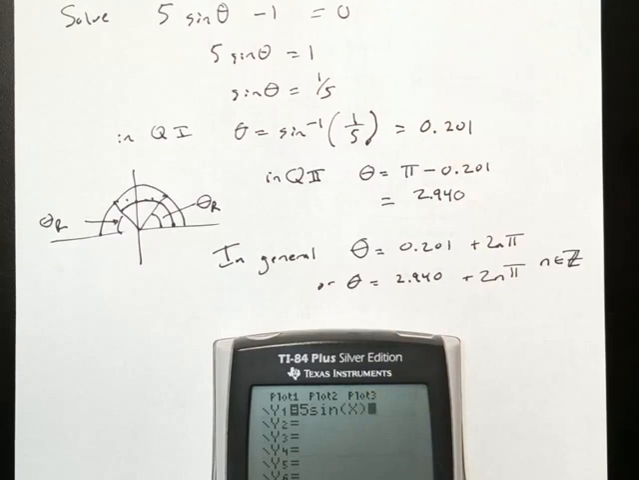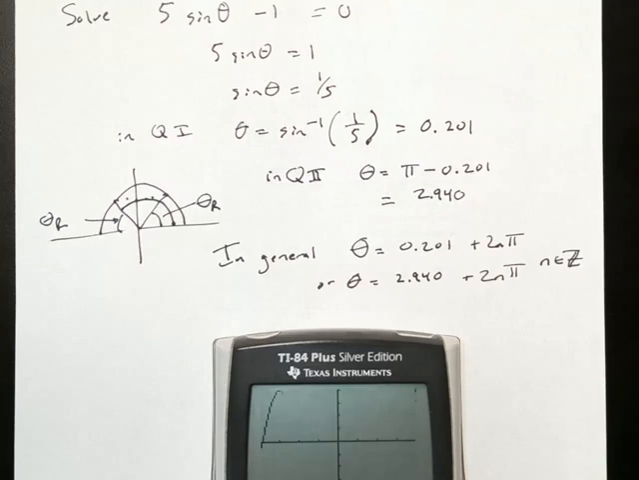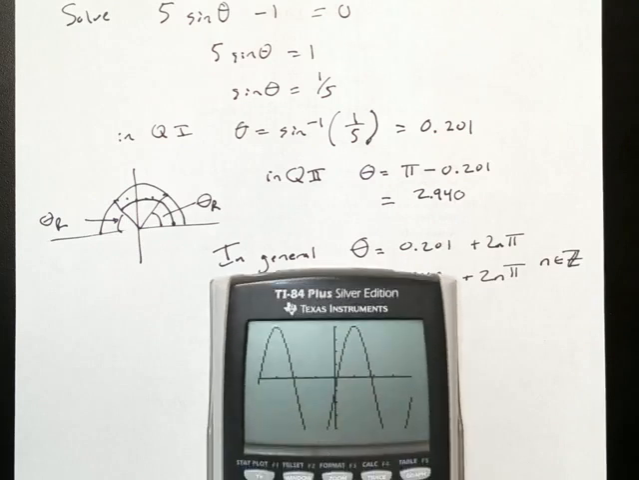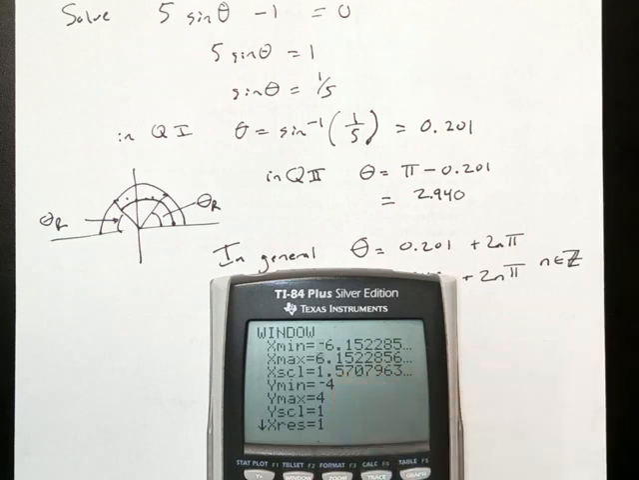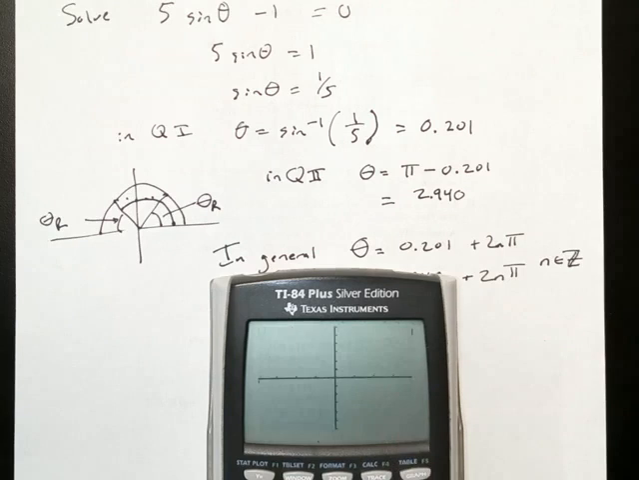5 sine theta minus 1. Now you'll notice in this trig window that's the default, I don't actually see the bottom of the graph. Why not? Because the amplitude of the trig function is 5, and this window only goes up and down by 4. So I need to change the window to actually see the whole curve.